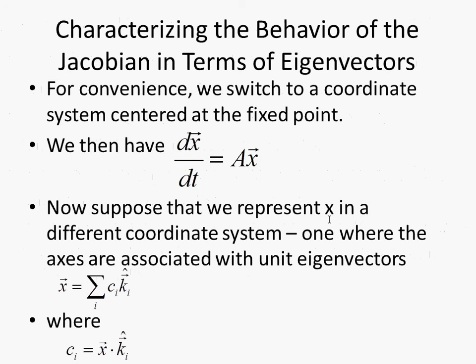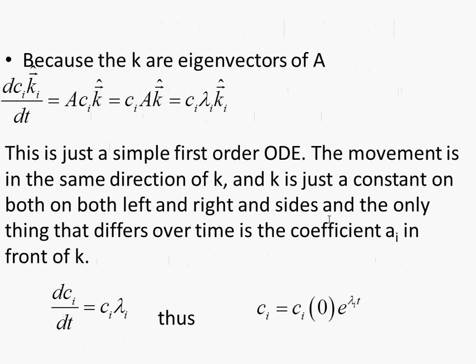So here we're going to express x as a sum of unit eigenvectors times some constant for each one. x is made up of so much of this eigenvector, so much of that eigenvector. To find those constants, we just take the dot product of x with the appropriate eigenvector. Now, because these are eigenvectors, if we take the derivative with respect to that, we have this. The key point here is that if we apply this Jacobian matrix to an eigenvector, what do we get out? We just get out that eigenvector scaled by a certain amount. That's a beauty here.